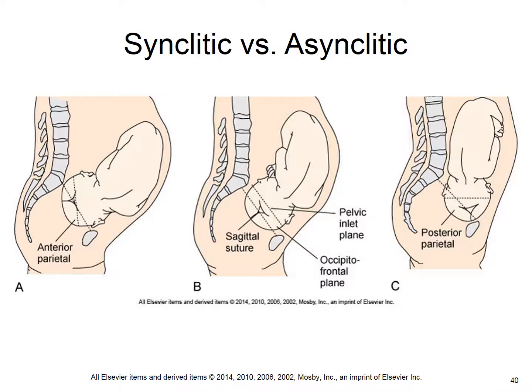The first movement, as I said, is engagement. The head is usually engaged in a synclitic position, which means it's parallel with the anterior-posterior plane of the pelvis, as is shown in diagram B. This position will allow the head to descend into the pelvis. If the head is asynclitic, it may not be able to descend depending on the size of the head in comparison to the pelvis. So that's with diagram A or diagram C.